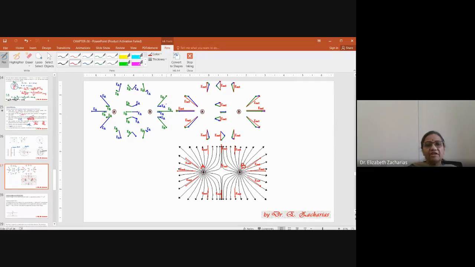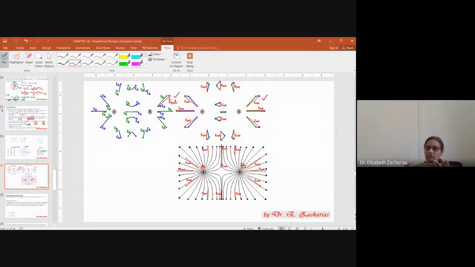All right, let me take this point for example, EA, EB. What will be the vector sum? EA will be here, so therefore the vector sum is going to be this. Okay, so this is E net at this point. Like this, you can draw E net for all of these points. So one example is what I have shown here.